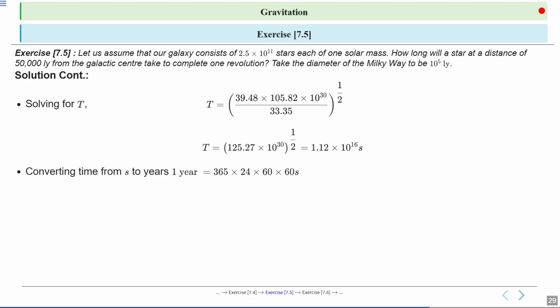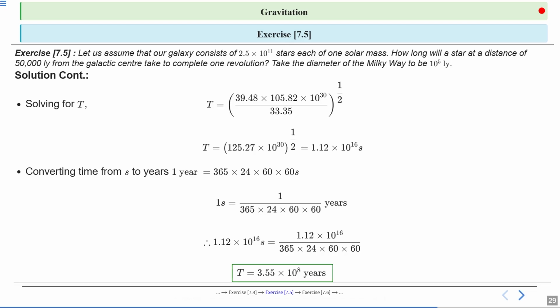Now converting the time from seconds to years. So 365 × 24 × 60 × 60. So you will get 1 second is equal to 1 upon 365 × 24 × 60 × 60 years. So performing the calculation, you will get the relation between seconds and years. So T is equal to 3.55 × 10^8 years.